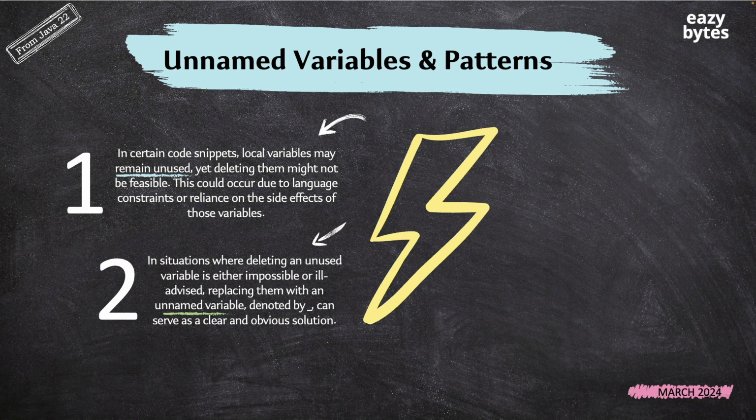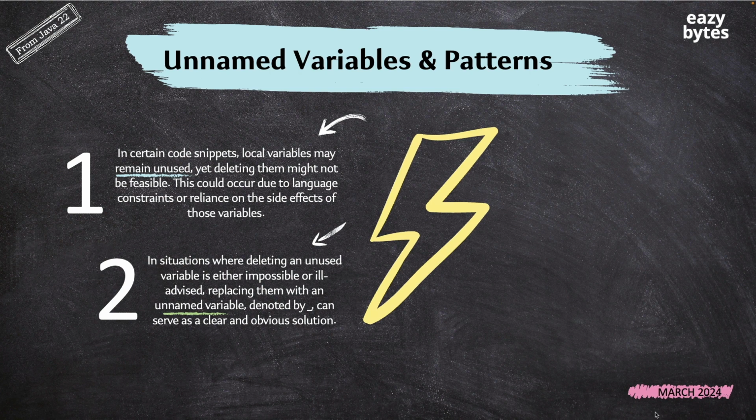So in these kinds of scenarios where deleting an unused variable is not an option, we can simply use the unnamed variable. Your unused variable name can be anything. The name can be replaced with the underscore symbol. So that's the simple purpose or explanation of these unnamed variables.